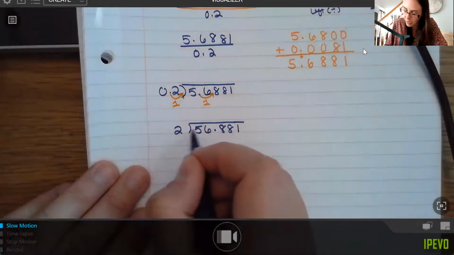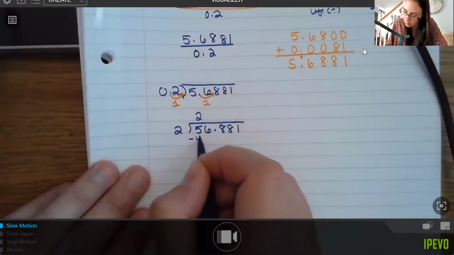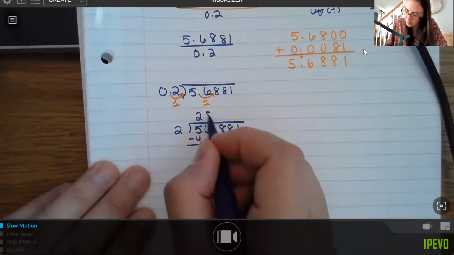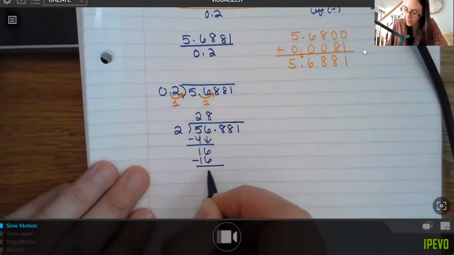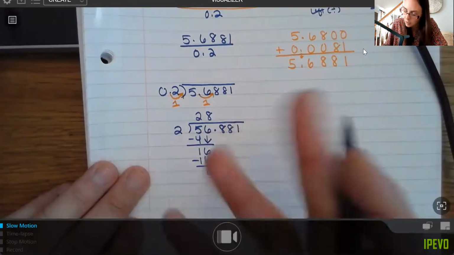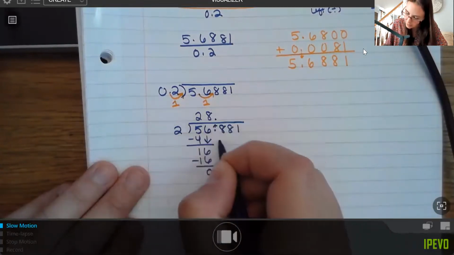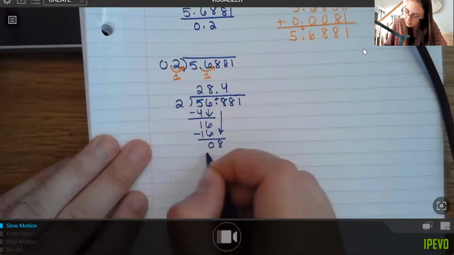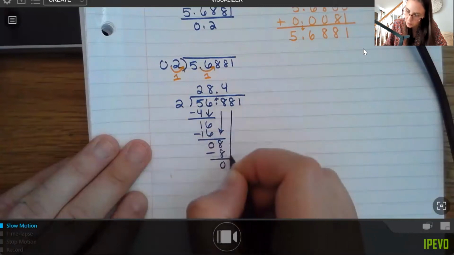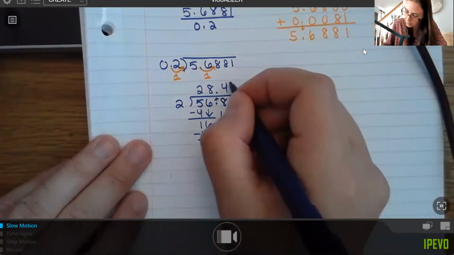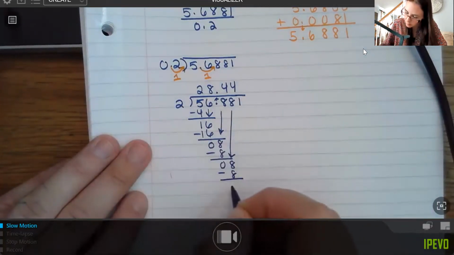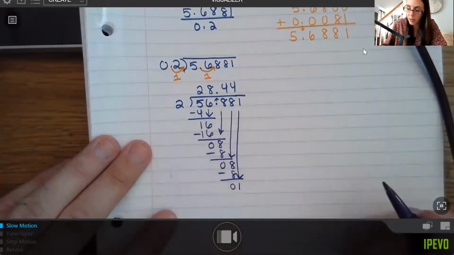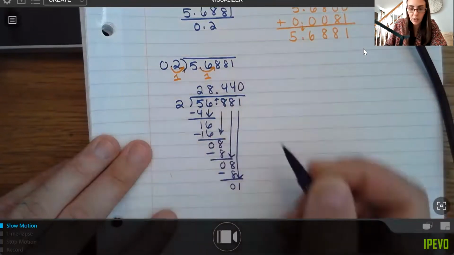So 2 goes into 5 2 times, which is 4. Bring down the 6. 2 goes into 16 8 times. Now, you get a remainder of 0 here, but I can't stop because I do have more digits. So that decimal comes up, and then I bring down the 8. 2 goes into 8 4 times. I got to keep going. 2 goes into 8 again, also 4 times. Bring down the 1. Now, 2 does not go into 1. I do have to put a 0 up top here to show that.